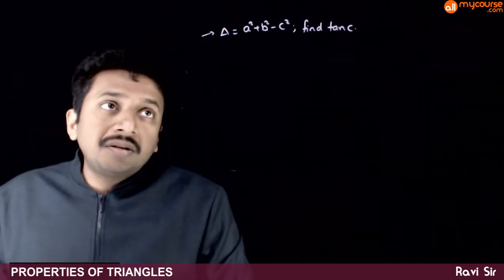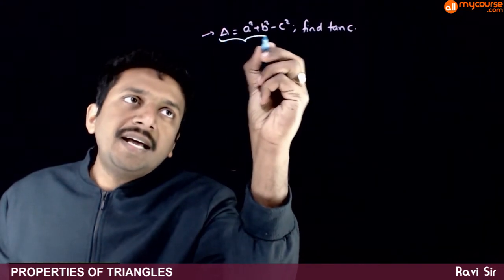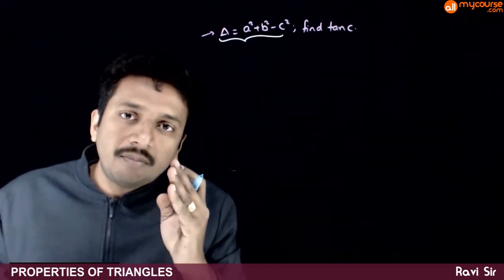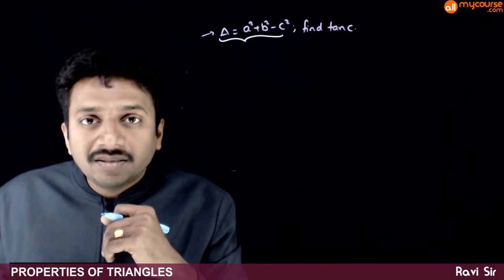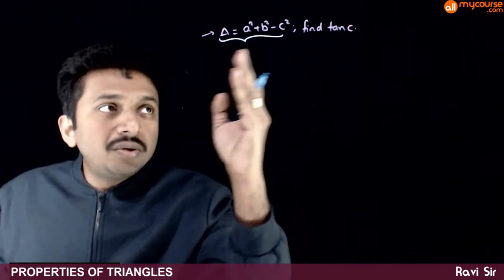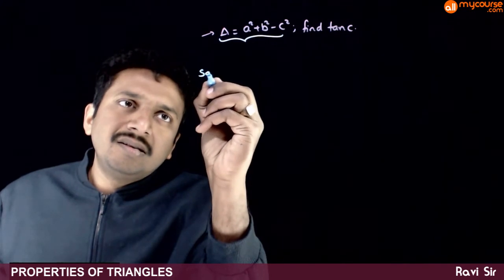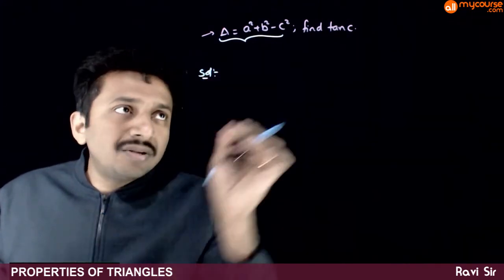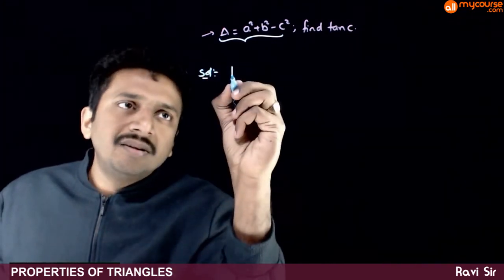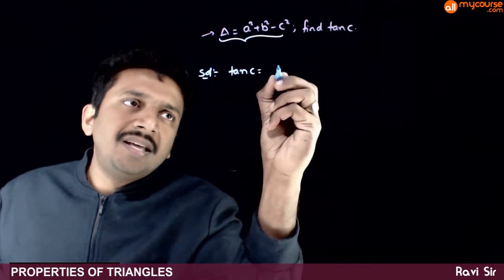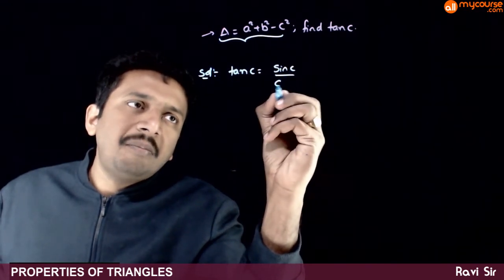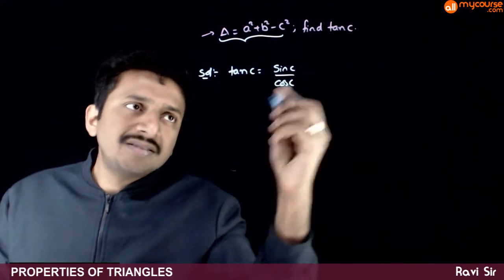So in this question, you're given that delta is equal to A square plus B square minus C square. If that is so, you're asked to find the value of tan C. So how do we do this? Let us try to analyze tan C. Tan C is nothing but sine C by cos C. You need to find this.